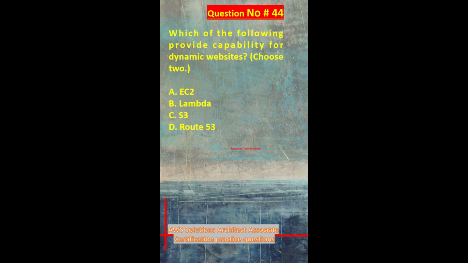Which of the following provide capability for dynamic websites? Choose 2. A. EC2. B. Lambda. C. S3. D. Route 53.